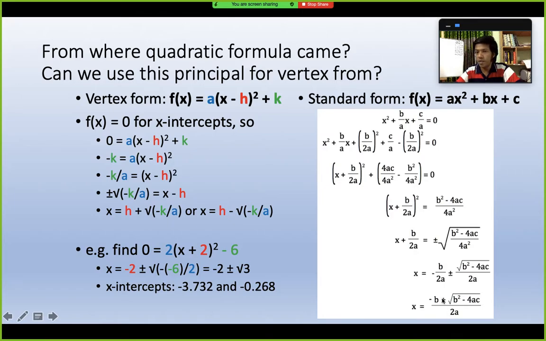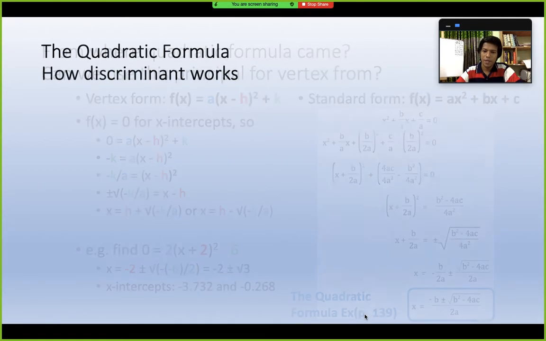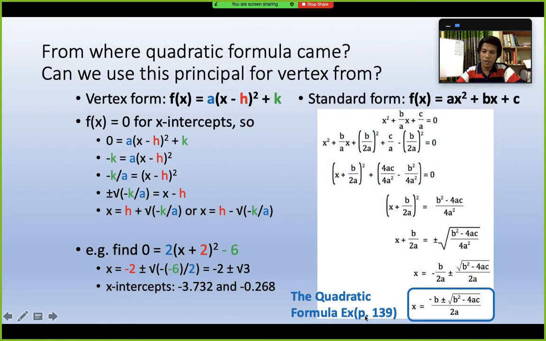This formula, what does it do? From this formula, we get the x-intercepts, or the solution of the function. Solution of the function means x-intercepts. And similar math you will see in the book on page number 139.